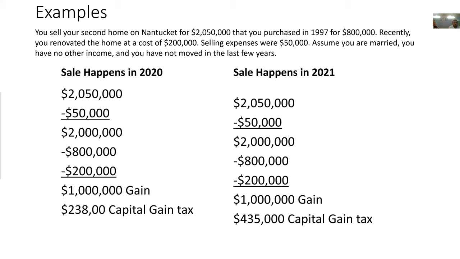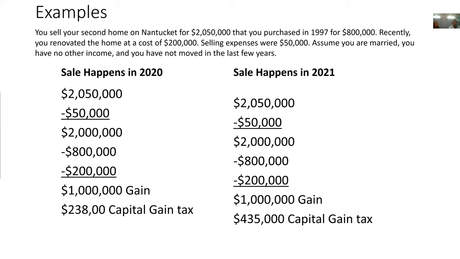Since this is your second home, you don't get any exclusion. So assuming that this happens in 2020 with the current capital gains rates, you'd be looking at the gross sale price of $2,050,000. Then you'd take away your selling expenses of $50,000, which gives you a net selling price of $2 million, less your basis, your purchase price of $800,000, less your improvements of $200,000. You're looking at a $1 million gain at 23.8%, so $238,000 in taxes.